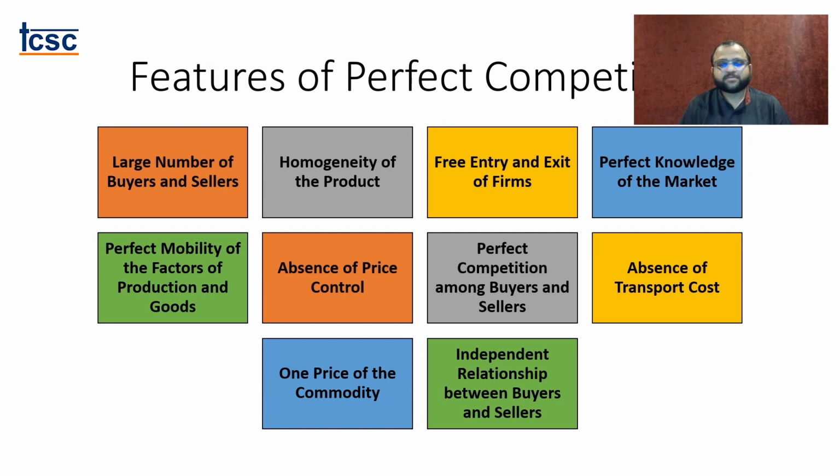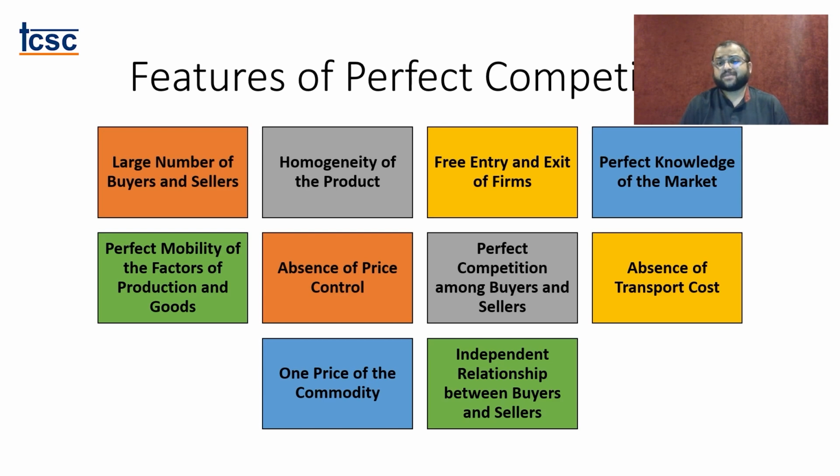Perfect competition among buyers and sellers. There is no uneven competition here. We see that there is healthy competition, and because both the buyers as well as sellers are in large numbers, we see a very healthy but a very perfect competition. Absence of transport cost. In this form of competition, we very clearly suggest that there is no transport cost. Similarly, for all the products, you get one price.